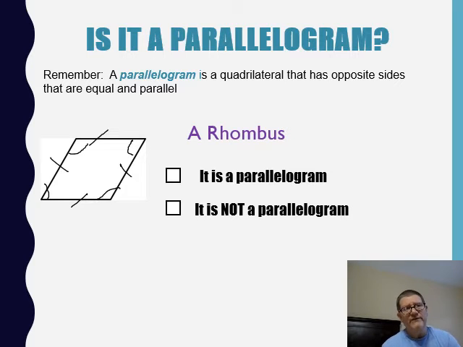Okay? And if opposite angles are equal, that means that these various sides, let's say this one and this one are parallel, and this one and this one are parallel. So remember, for a parallelogram, it just has opposite sides that are equal and parallel. Well, the opposite sides are equal in size, and they are also parallel. So it is a parallelogram.